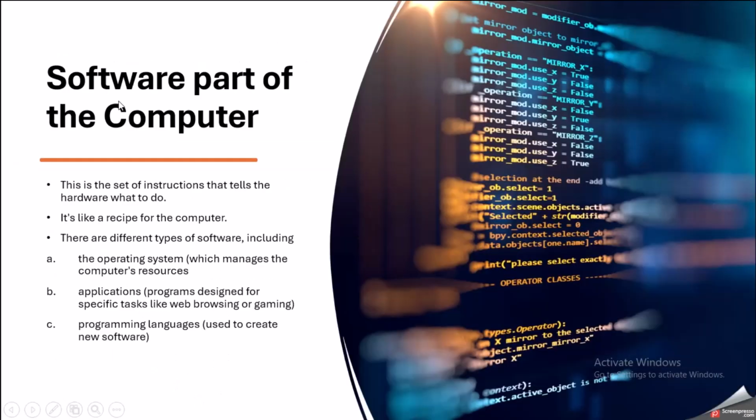Next is the software part of the computer. This actually represents the set of instructions that tells the hardware what to do. It's like a recipe for the computer. We have actually different types of software available. One is the operating system, which manages the computer's resources.